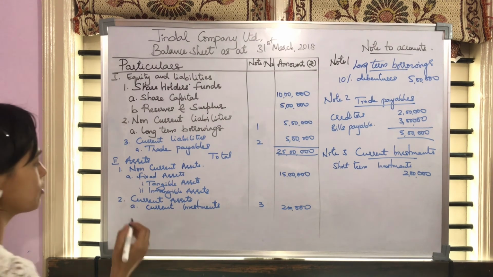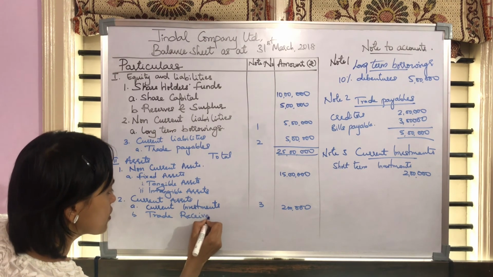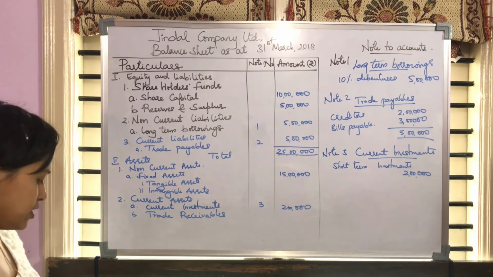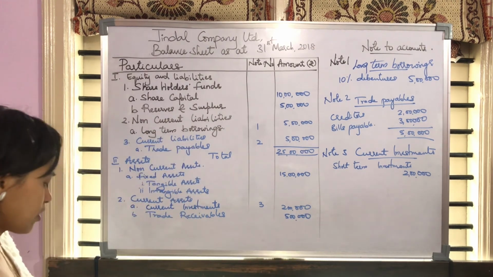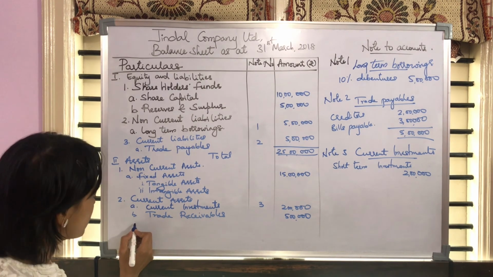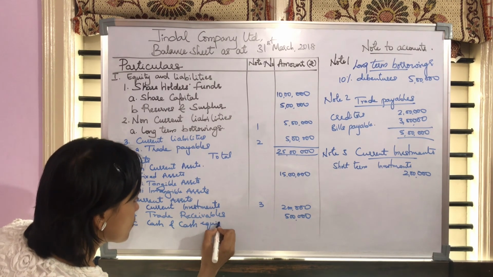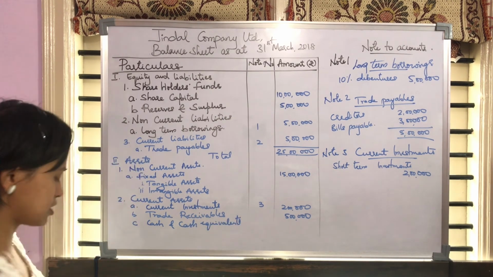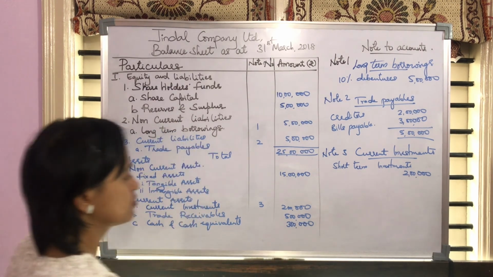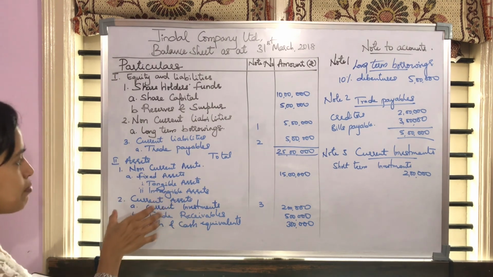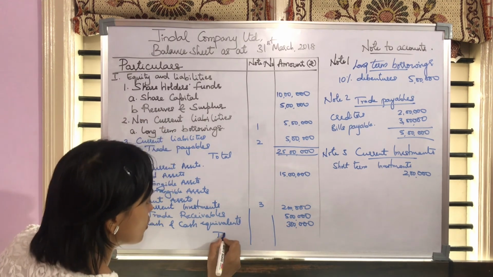Well, students, next we will write trade receivables. Information is given directly in the question. Amount rupees 5 lakh. Cash and cash equivalents. Again, information is being given directly. Amount is rupees 3 lakh. So here we come to the end of the second part, what we call assets. So what do we need to do now? Find out the total.